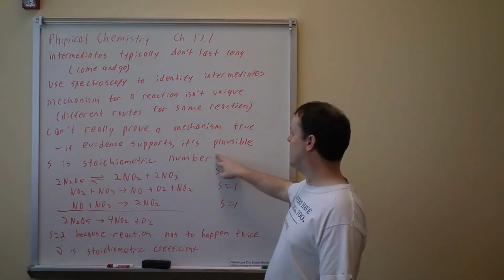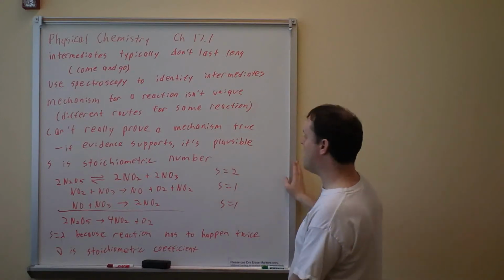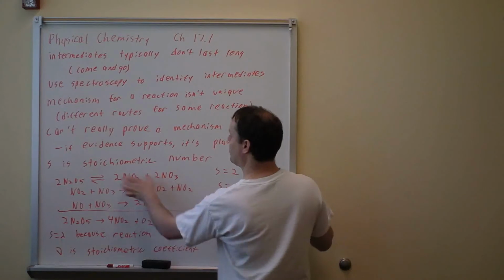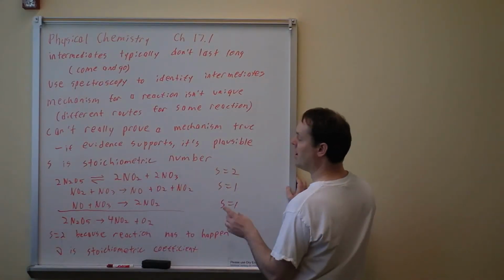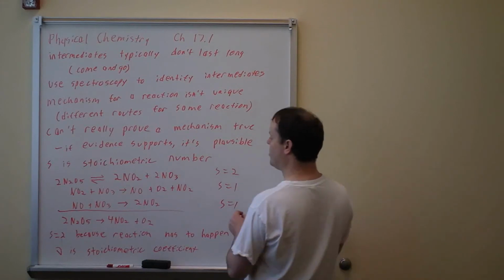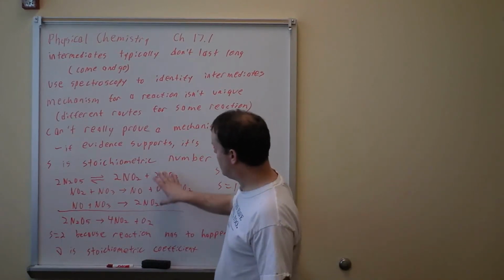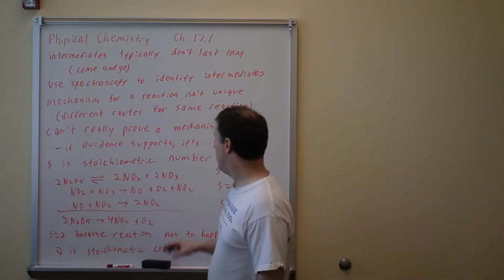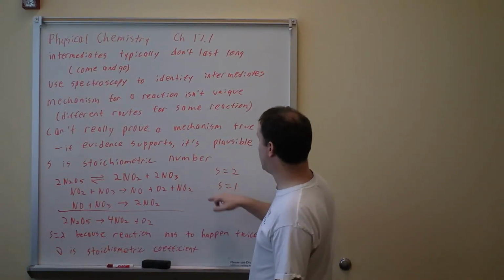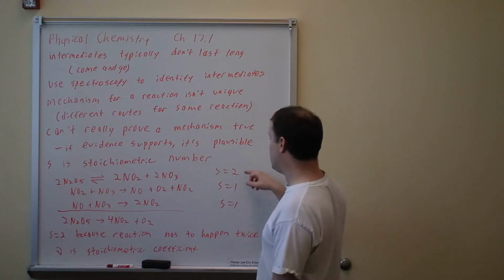Now, S is a stoichiometric number. Remember before how I showed you N2O5 and NO2, this reaction, we're in the same example still. I said you could have 1, 1, and 1 here. But that is true. But you realize to get all these to add up and balance out, this reaction has to happen twice. So S for this reaction is 1, S for this reaction is 1, and then S for this reaction is 2.